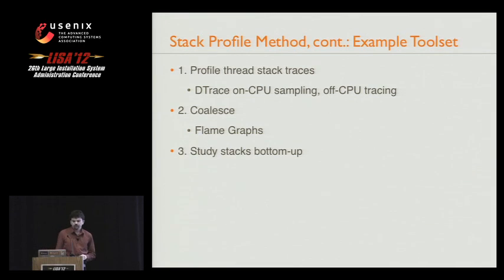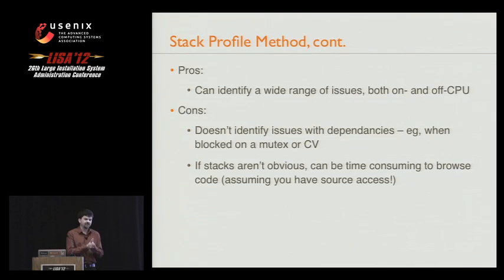So just as an example tool set of putting that together for the stack profile method, I DTrace on CPU and off CPU. I then coalesce it with flame graphs, and then I study it. And then I understand exactly why things were, exactly the breakdown of thread time. The pros: it can identify a wide range of issues, and it can identify it very quickly. The cons: it doesn't identify dependencies if my thread is blocked on something else. And if stacks aren't obvious, it can be time-consuming to browse code. And in some cases, you don't have access to the code.